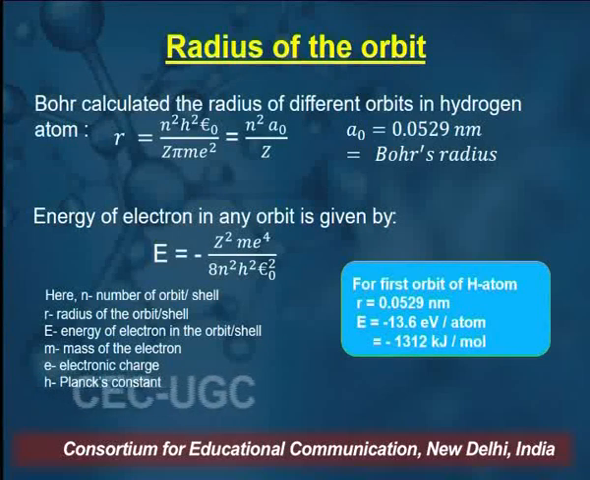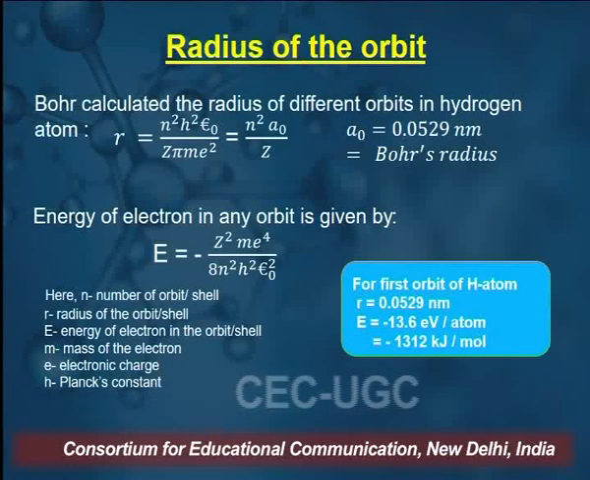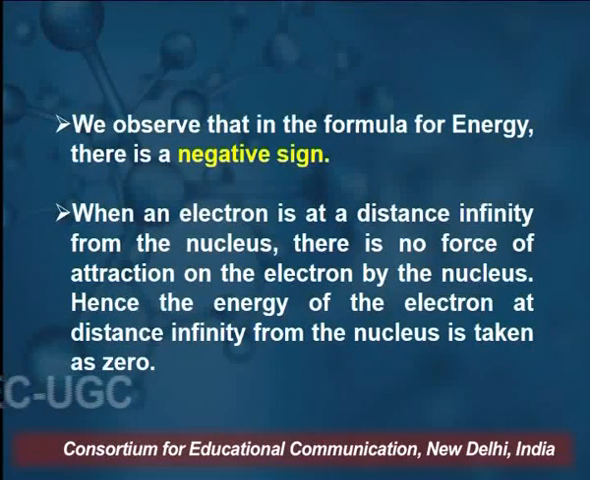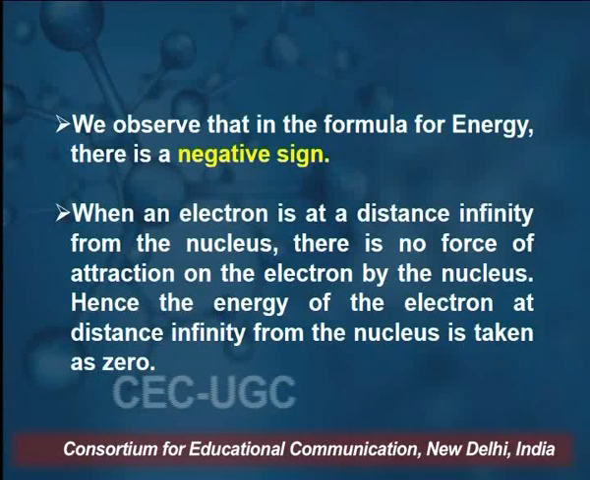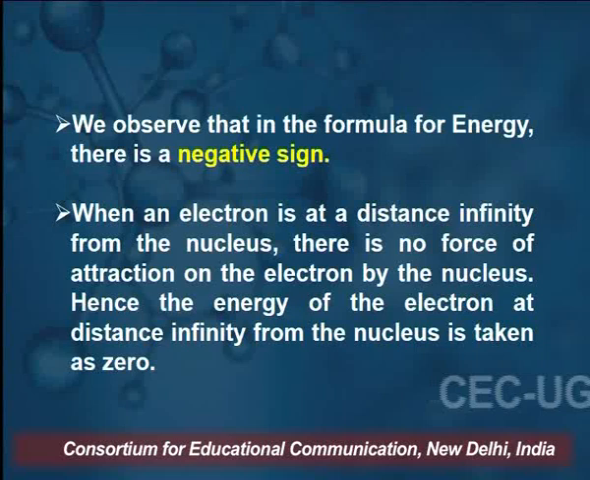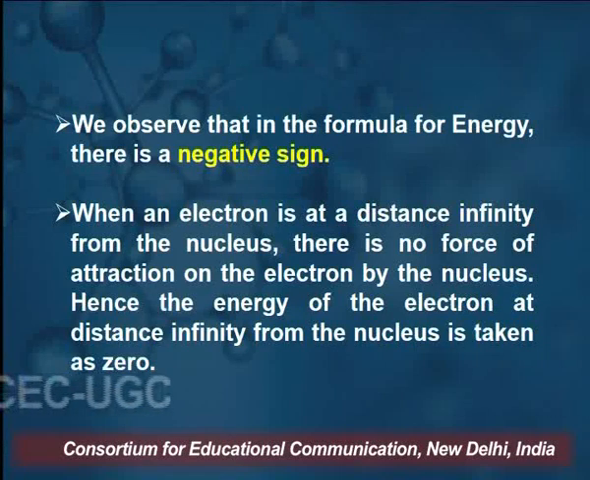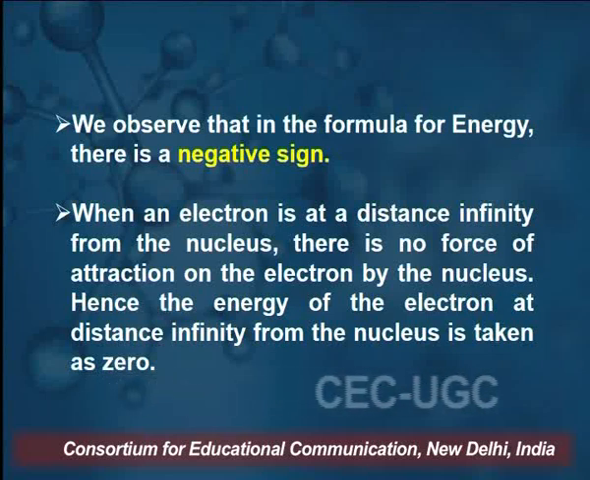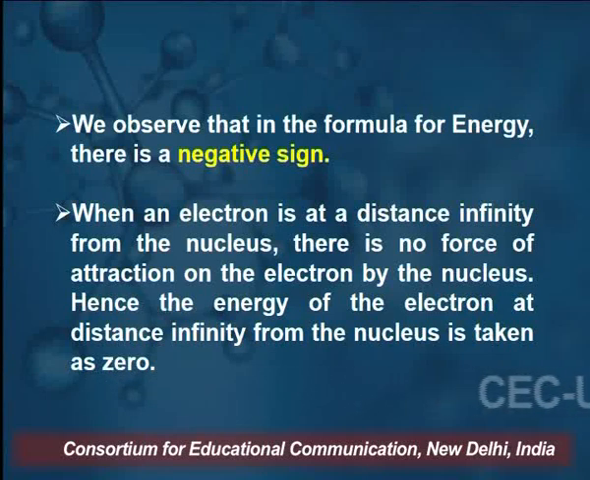Now here there is one thing very important to note, that there is a negative sign attached to the energy of electron. When an electron is at a distance infinity from the nucleus, there is no force of attraction on the electron by the nucleus. Hence, the energy of the electron at distance infinity from the nucleus is taken as 0.